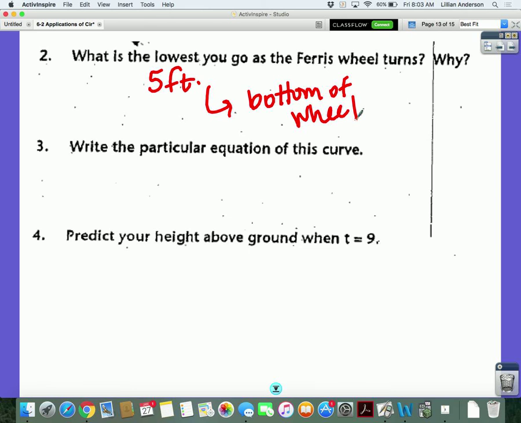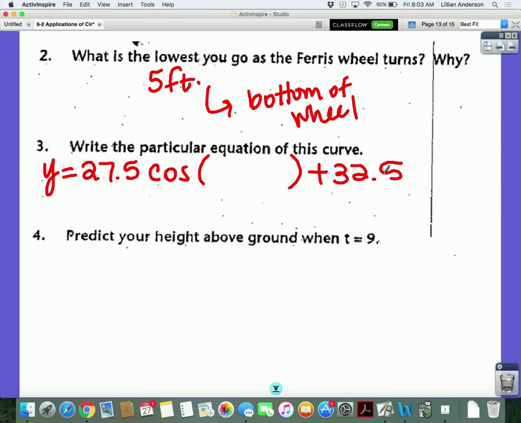Now, when we write the equation, we already know our A. We can figure that out to be 27.5. We're going to write a cosine function, because that would be easier. And then we know our vertical height is 32.5. Then the period is 2 pi over b, and when we solve that out, that'd be 12b equals 2 pi. So b equals pi over 6.